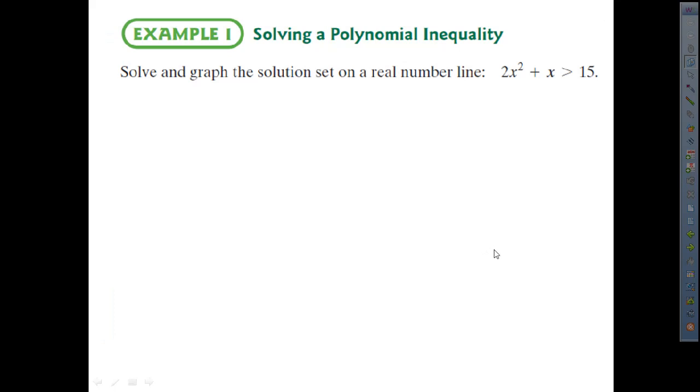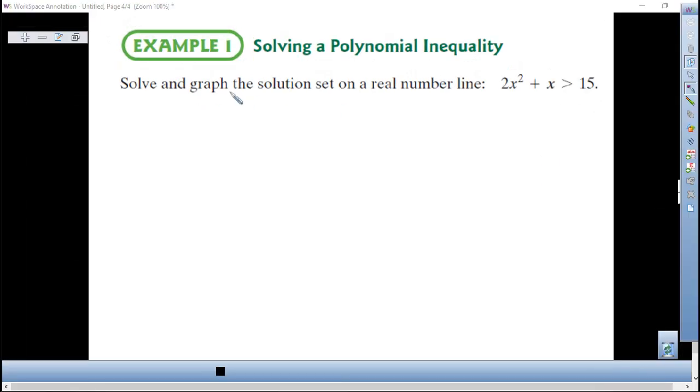Alright, so let's solve one. Solve and graph the solution set on the number line. So we've got 2x squared plus x is greater than 15. So the very first thing we want to do is get this thing greater than 0. We're going to move that 15 to the other side.